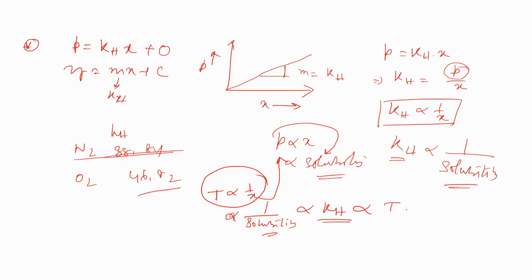When the temperature is increasing, suppose there are some gases which have a higher KH value, which is a constant value. This is Henry's constant. So higher KH means the solubility is decreasing. That means the temperature will be high, because the solubility is not proportional to the temperature, it is inversely related.